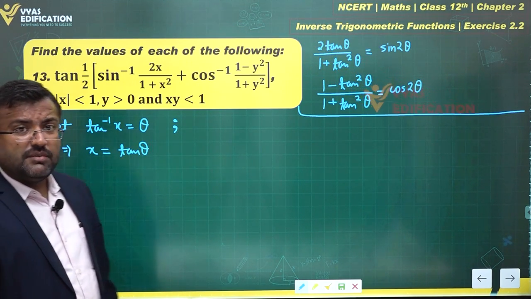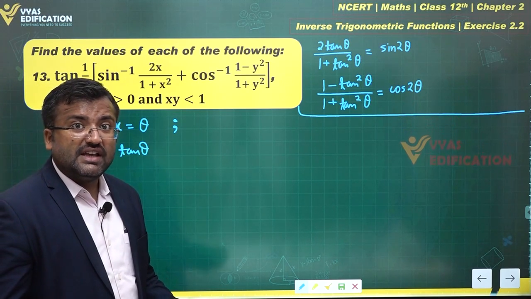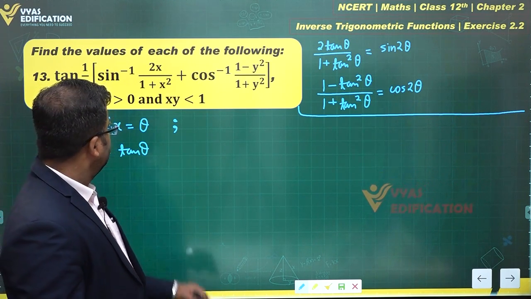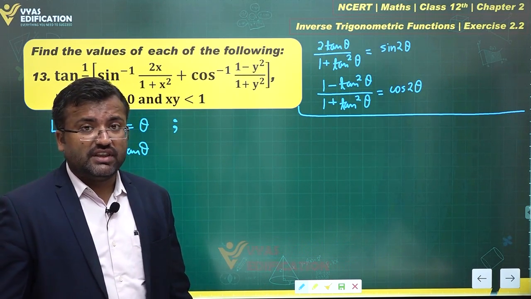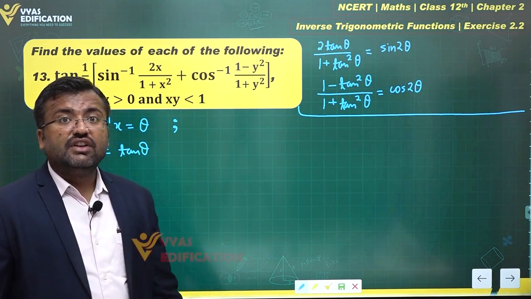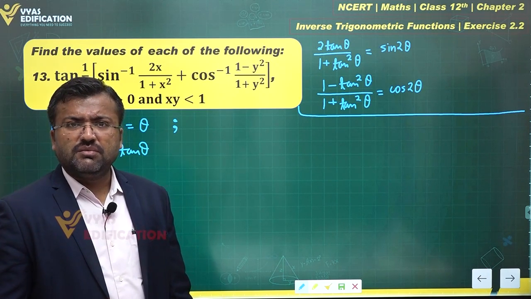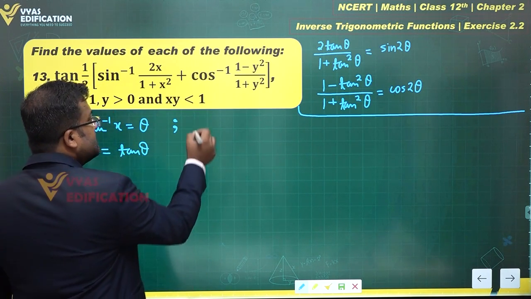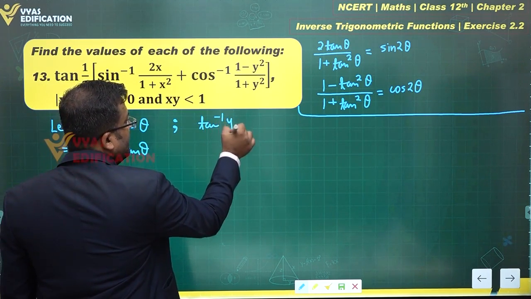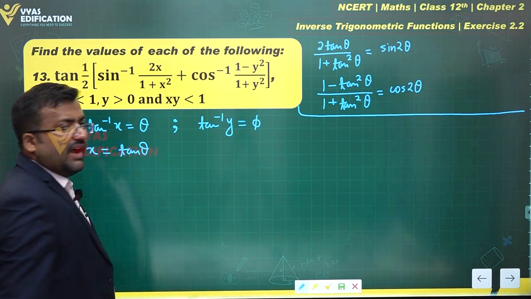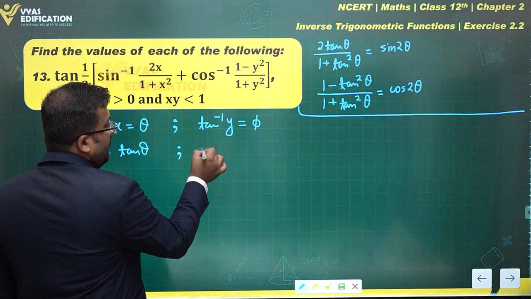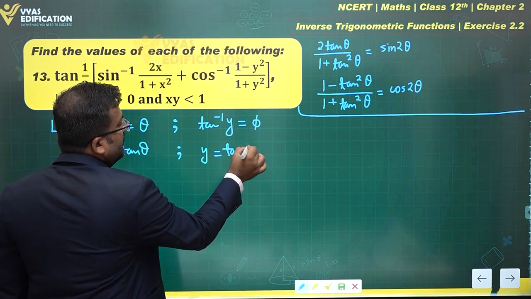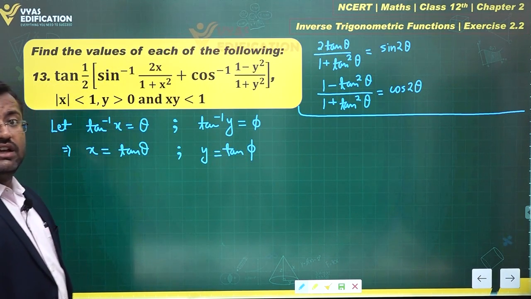What about cos inverse of 1 minus y square? y has to be substituted as tan theta. We substituted x equals tan theta, right? So we'll have to use a different variable over there. In case of y, we can use y equals tan phi maybe. So tan inverse y will be substituted as phi, let us say. This gives me y equals tan phi.